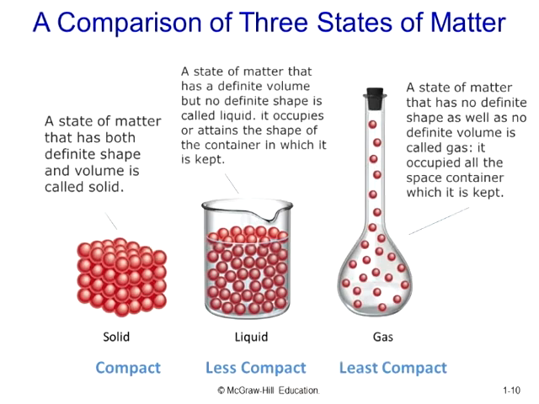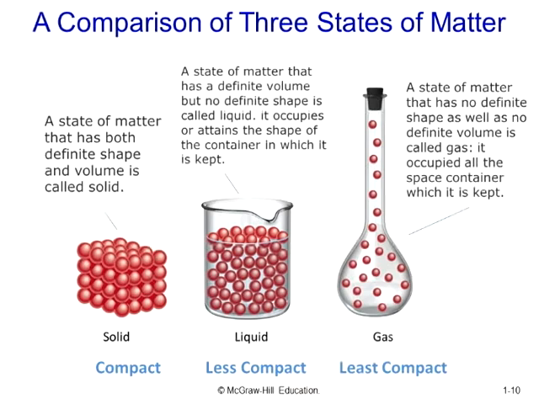The atoms and molecules are really packed together, and that makes it more dense. And we refer to that as a solid. It has a definite shape. Liquid is less compact than a solid. The atoms, the molecules, are spaced out a bit more.